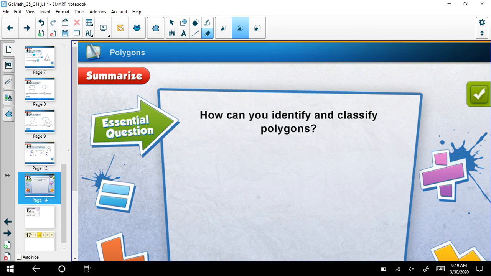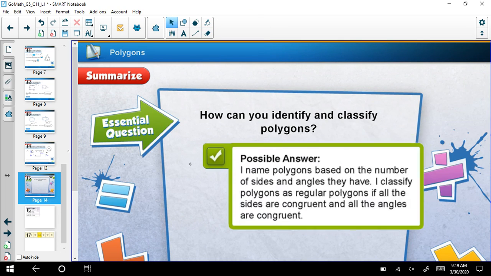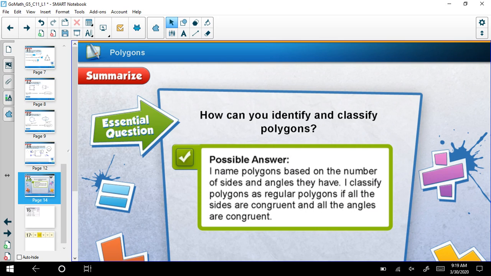Remember that our question was, how do we identify and classify polygons? And hopefully what you learned is that we name polygons based on the number of sides and angles that they have. And then we can classify polygons as regular polygons if all of the sides and all of the angles are congruent. Remember, congruent was just our fancy word for the same.